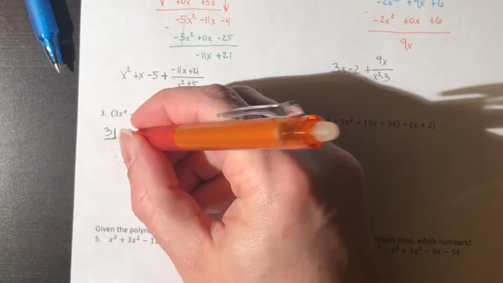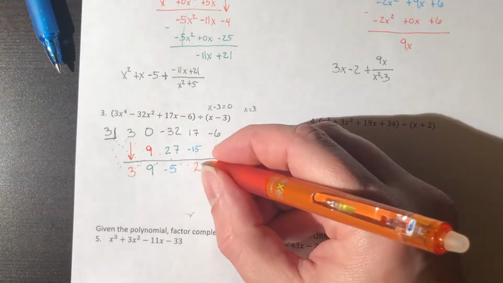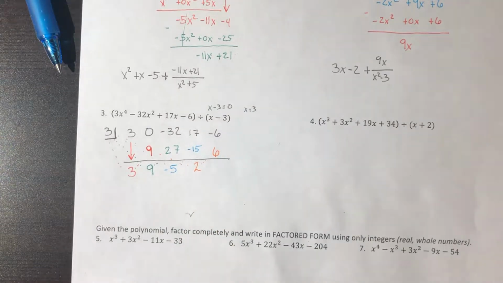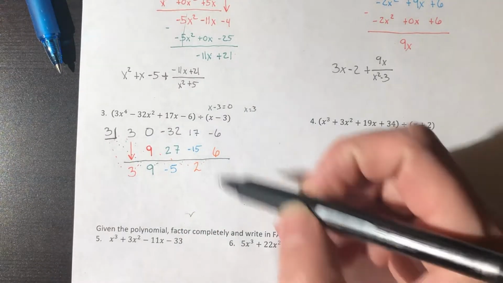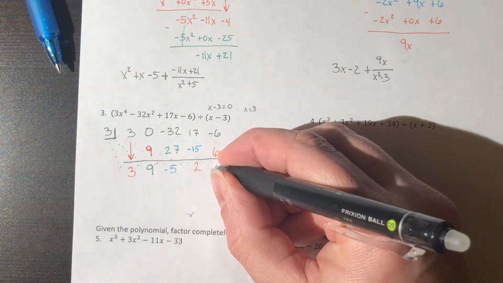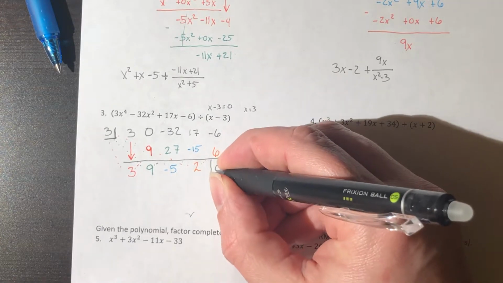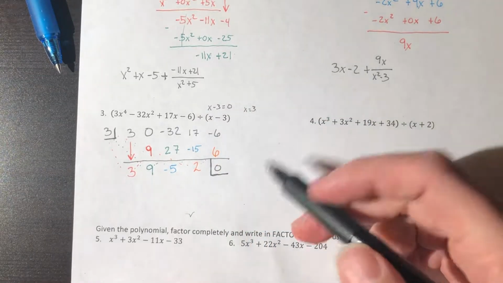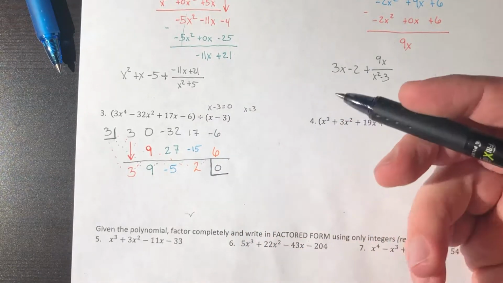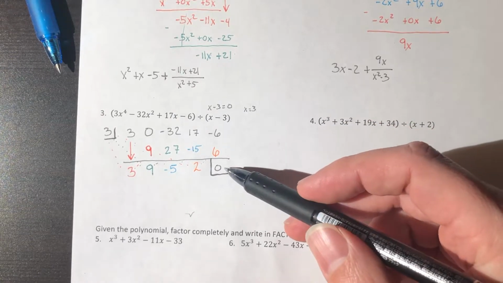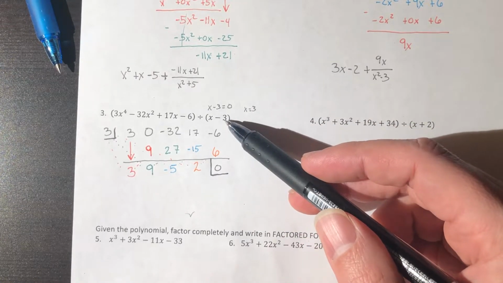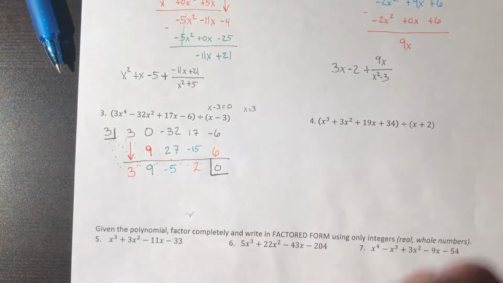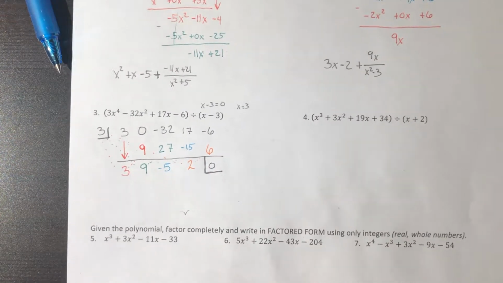Once more, 3 times 2 is 6. This goes up there. So negative 6 plus 6 is 0. This last term here is your remainder. Because it's 0, that means I do not have a remainder. It also means that x minus 3 is a factor of this, because it divided perfectly with no remainder given.